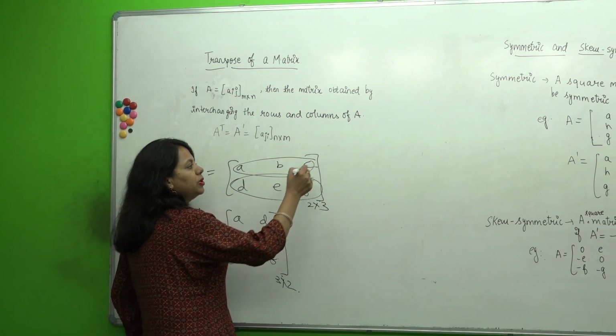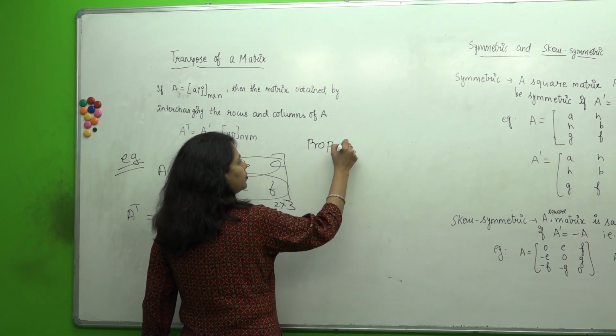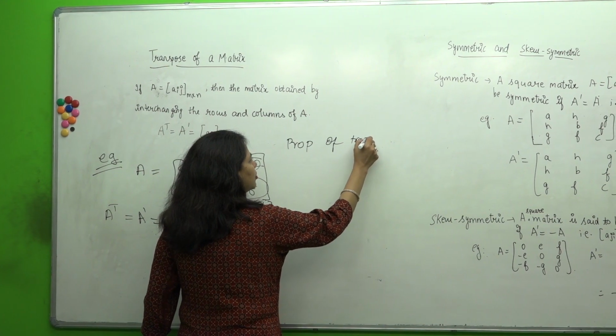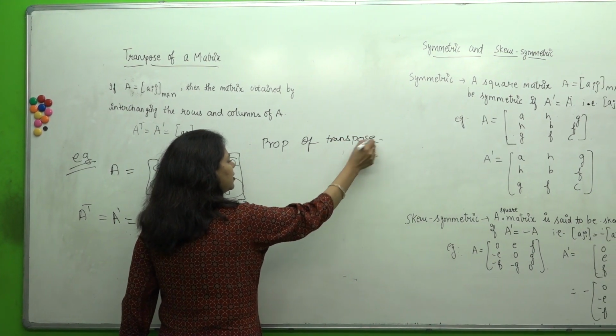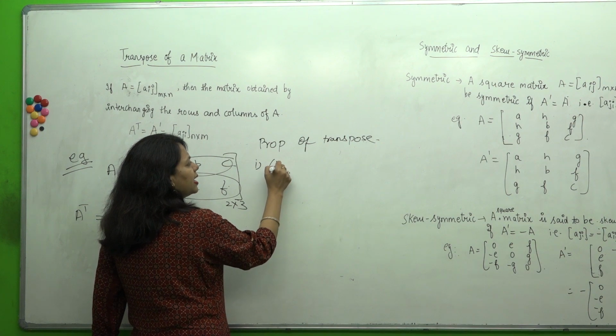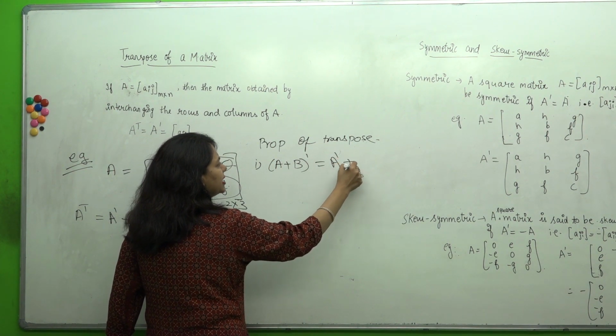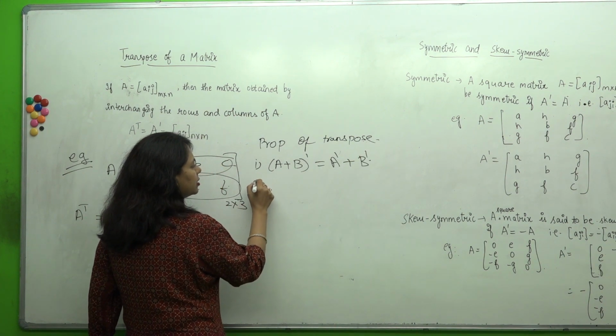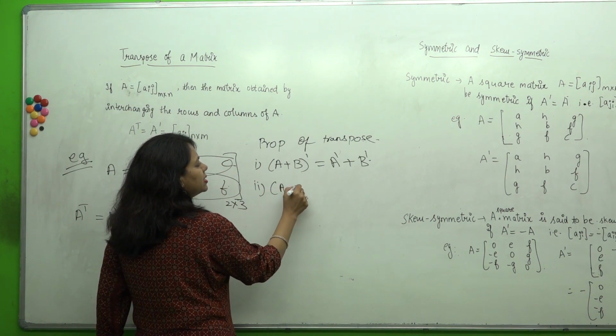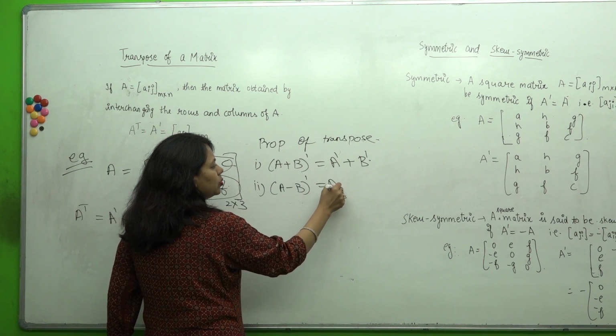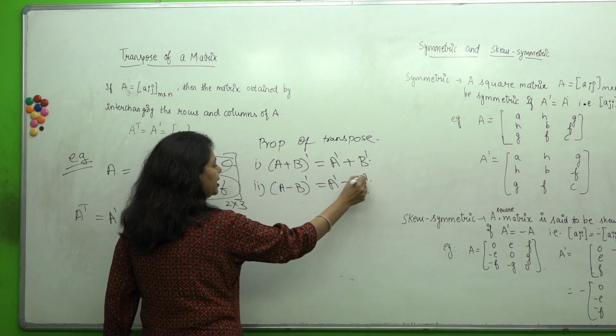Now we have the properties of transpose. Properties of transpose. Now this is something very easy. That is (A plus B) whole dash gives me what? A dash plus B dash. Then (A minus B) whole dash gives me what? A dash minus B dash.